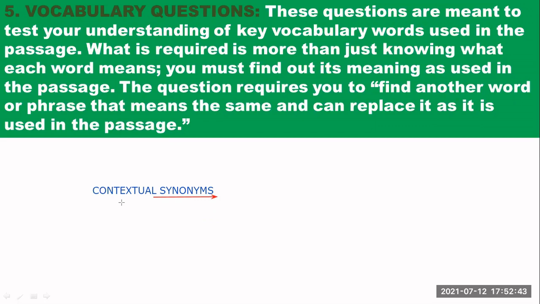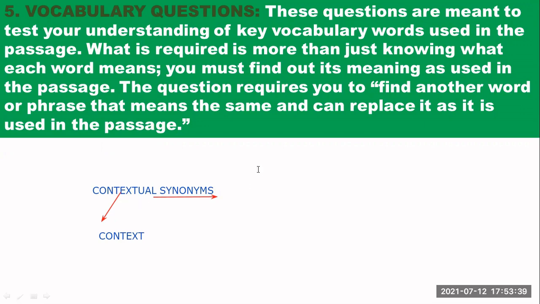So what is required here is more than just knowing what each word means. You must find out its meaning based on how it is used in the passage, and that is what we call contextual. The word contextual is derived from the word context. Context is the immediate linguistic environment within which a word is used. Context refers to the words that come before and after a particular word, the words that are used together with another word, that give you a clue as to what it means. That is its contextual meaning, the meaning that is specific to how it is used in that passage.